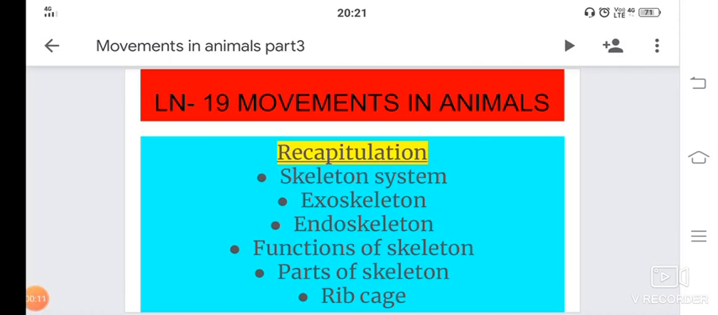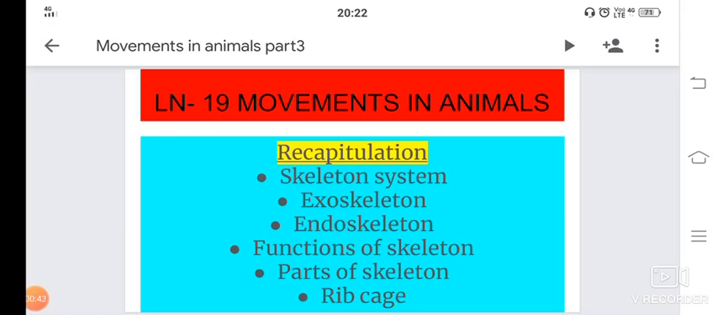We are in lesson 19, Movements in Animals. We have already completed 2 sessions. This is the third session for this lesson, and we have a quick recapitulation. In this lesson, we are studying the movements of different animals. We already discussed movements in fish, snake, birds, and cockroaches. Now we are discussing the movements in human beings.